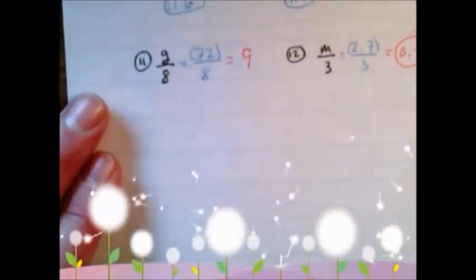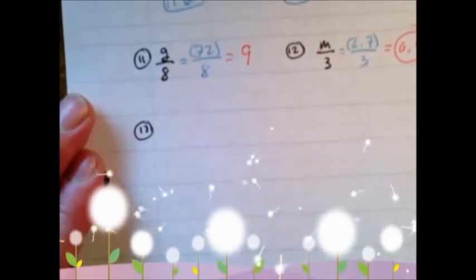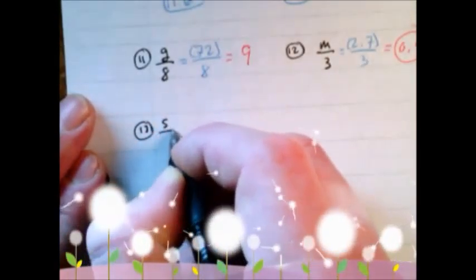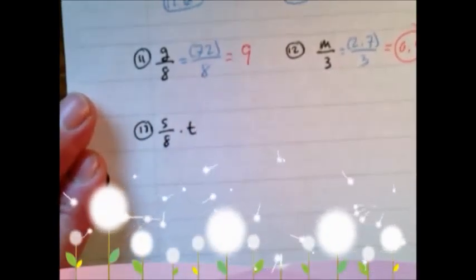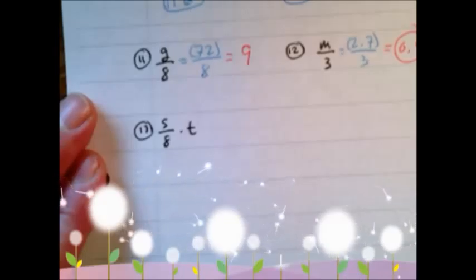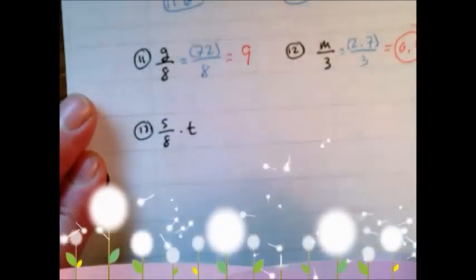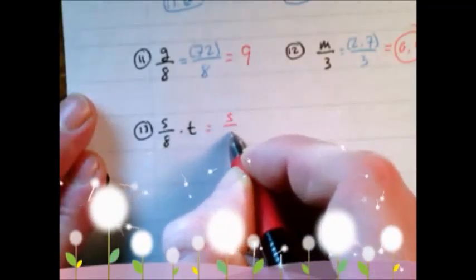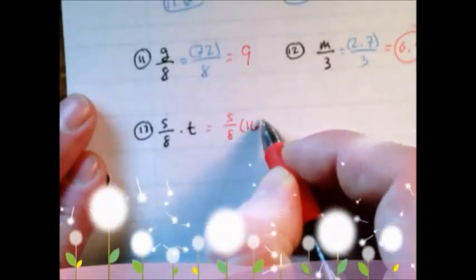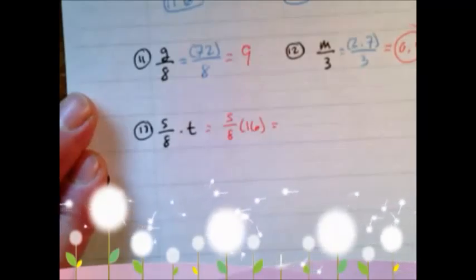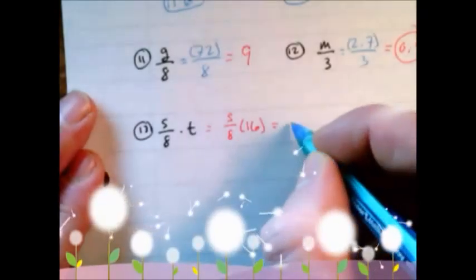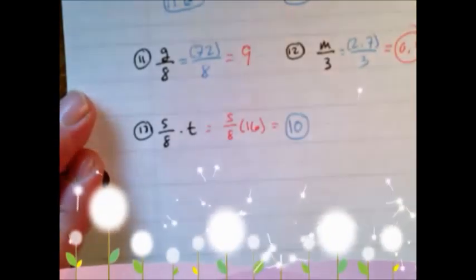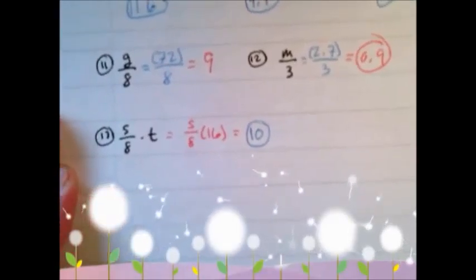Next, we're on to number 13. Number 13 says 5/8 times t. Well, t is equal to 16. So we're going to replace the t, 5 over 8. Replace the t with a 16. Let's see. 5 times 16 would be 80. And 80 divided by 8 is 10. For number 13.